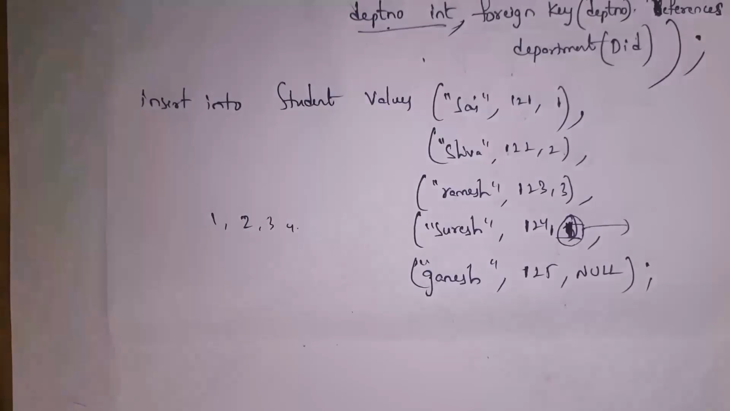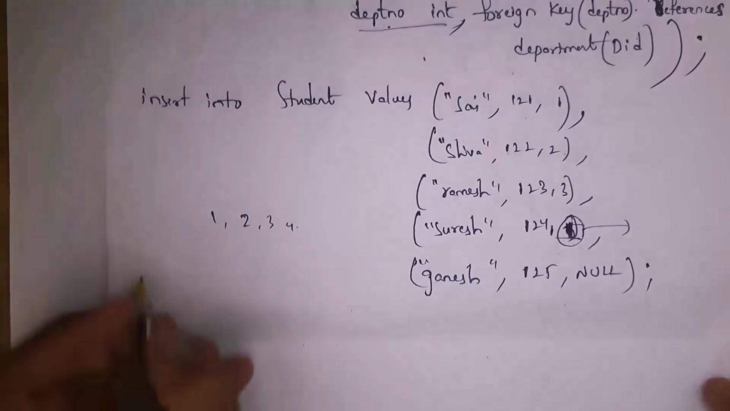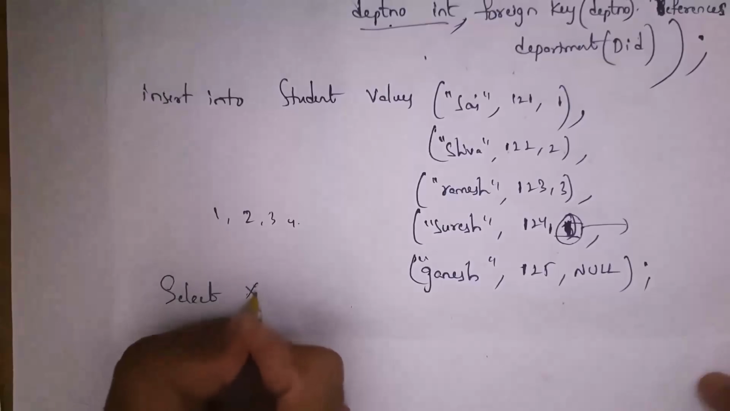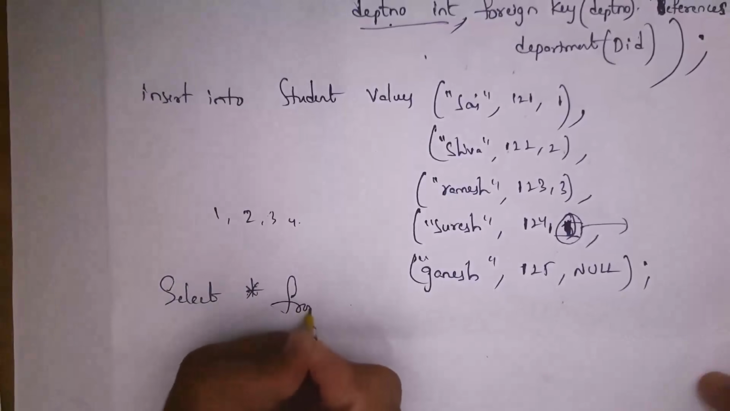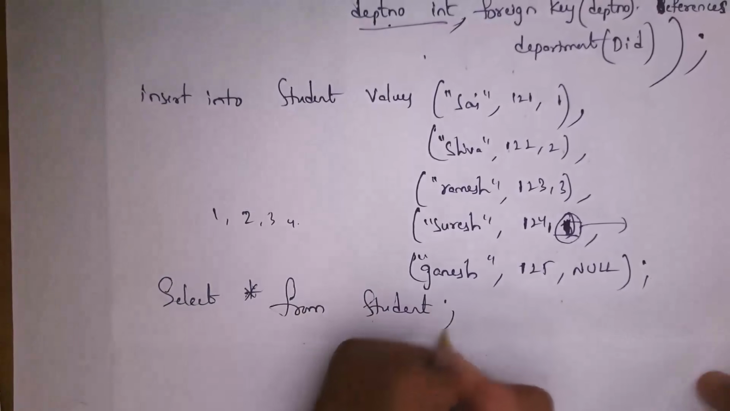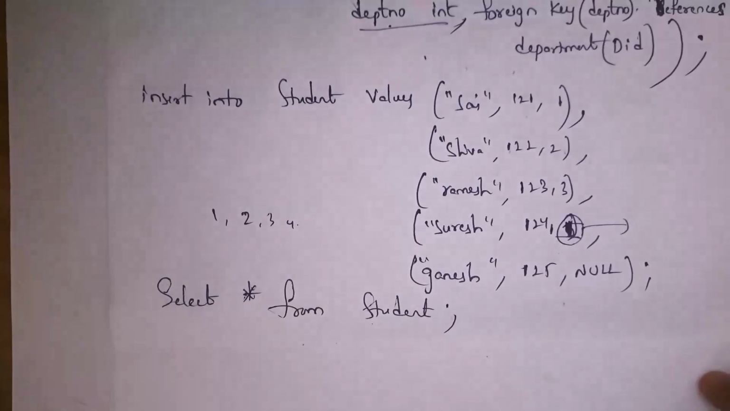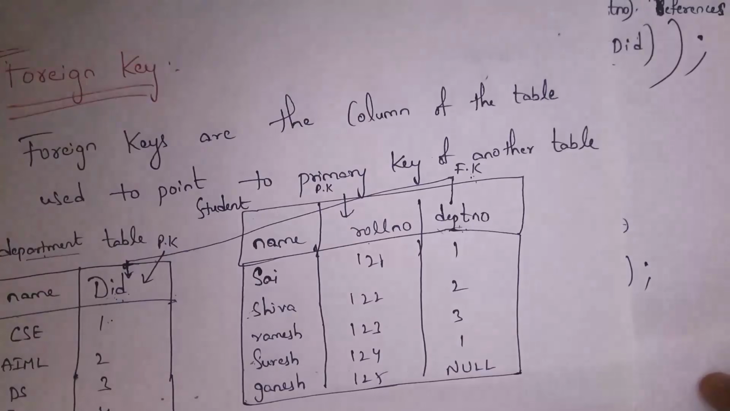Now I want to check whether the values are inserted or not. So just write here select star, meaning all columns, from the table name, that is student, and give a semicolon. Whenever you run this code, this is my output. This is all about foreign key.